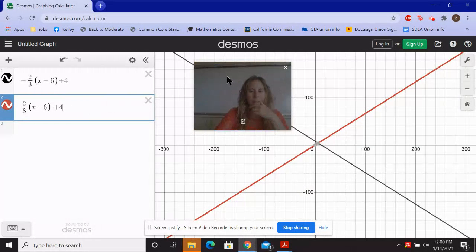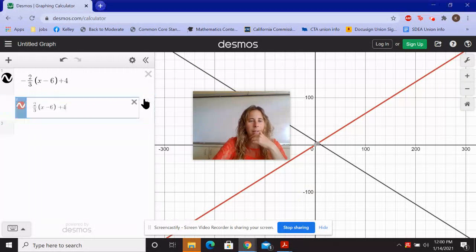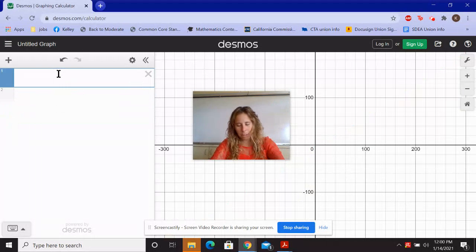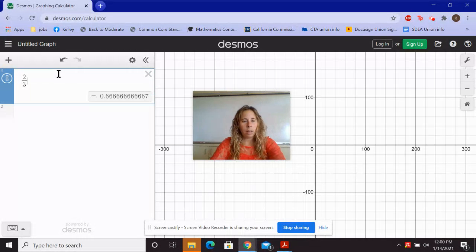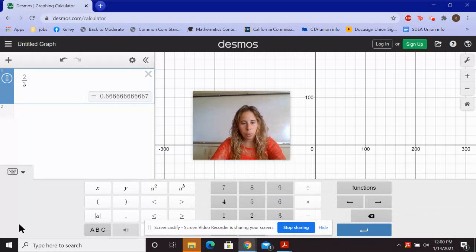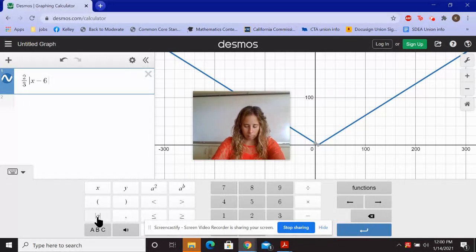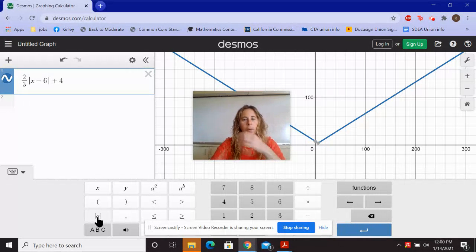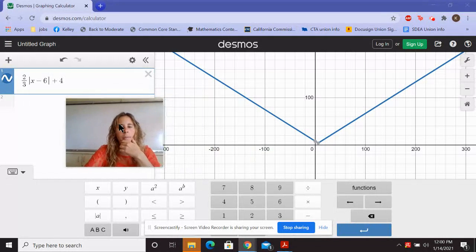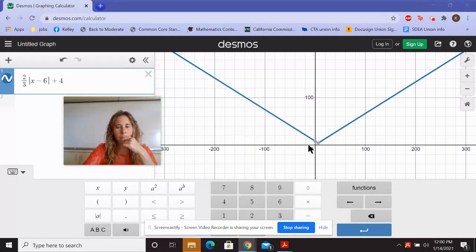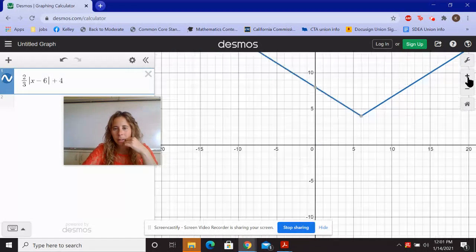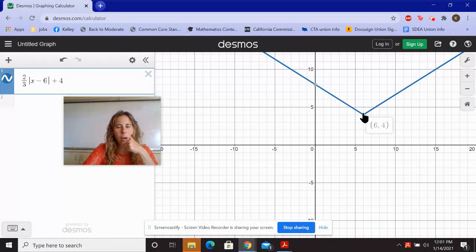Let me just write it as an absolute value equation. My bad. So it's going to be 2/3 times the absolute value of x minus 6 plus 4. There we go. Oh, now we have to zoom in. There. So your vertex is at 6, 4.